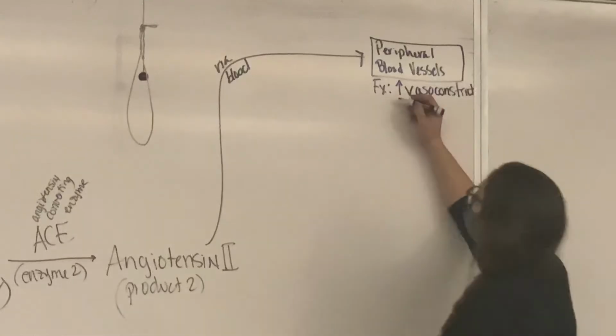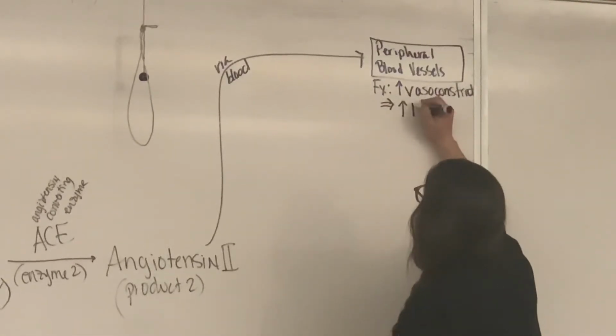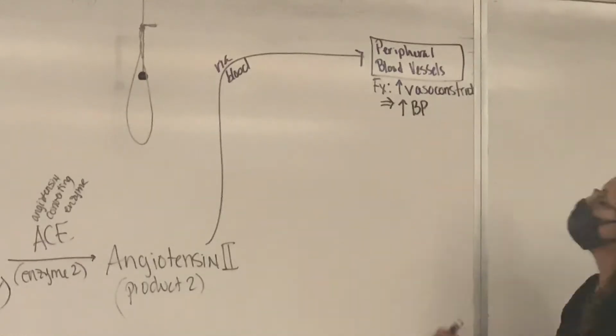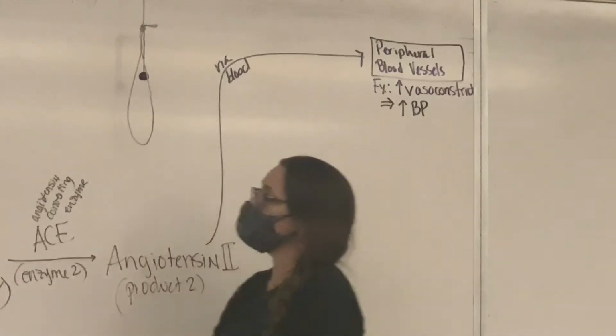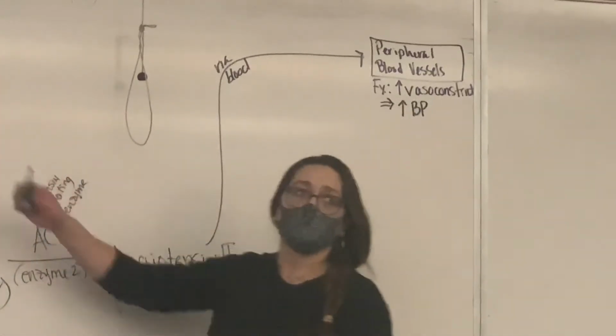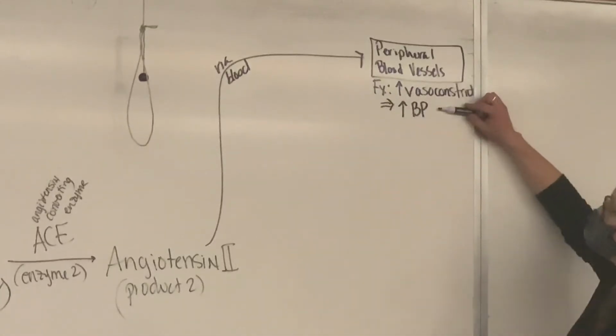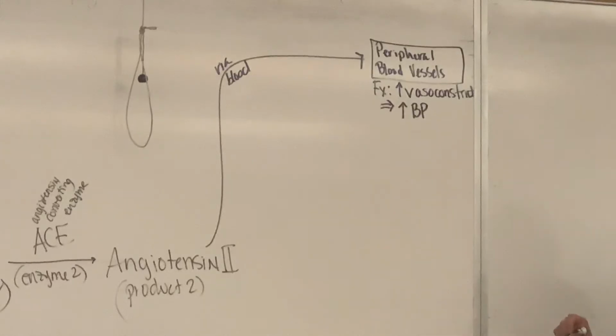And by having our blood vessels vasoconstrict, that will make our blood pressure go up. And what started this whole thing, a drop in systemic blood pressure. So we have maybe negated the stimulus, hopefully we've negated the stimulus.